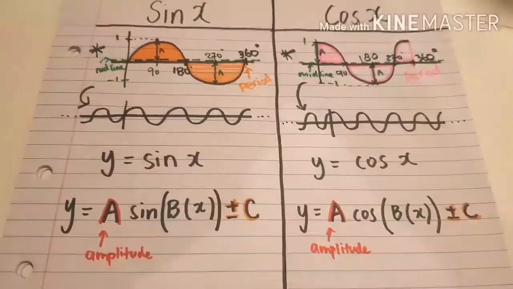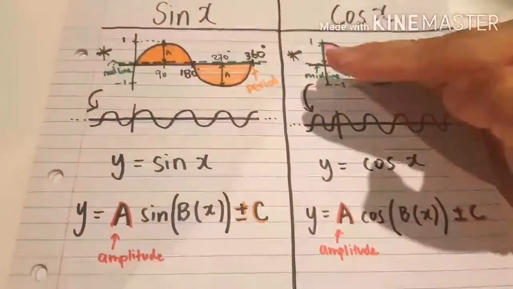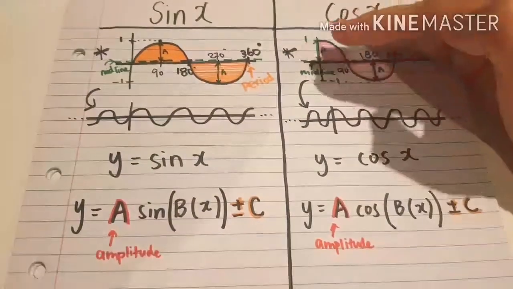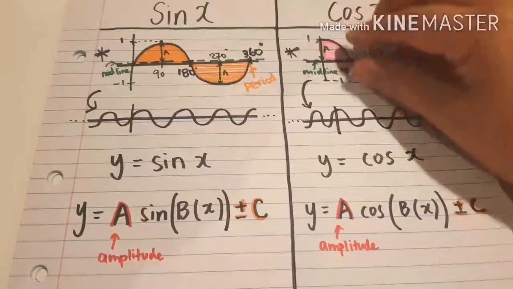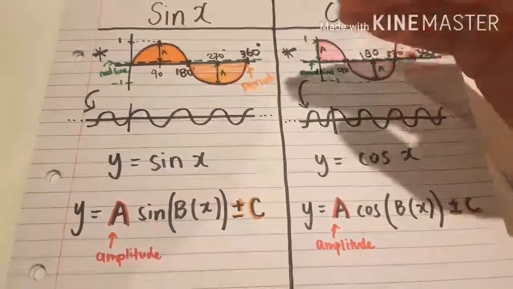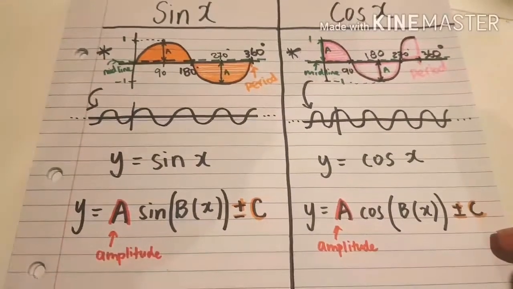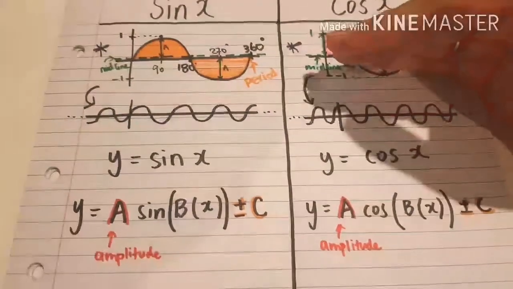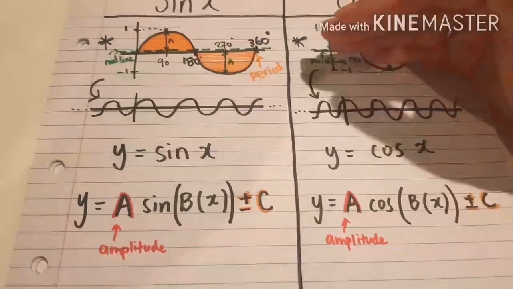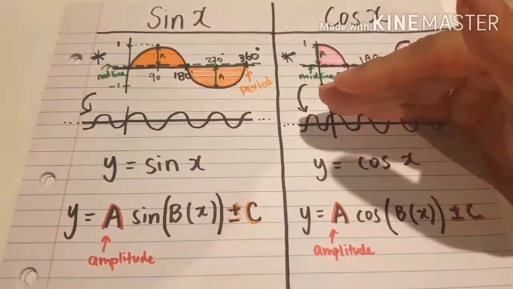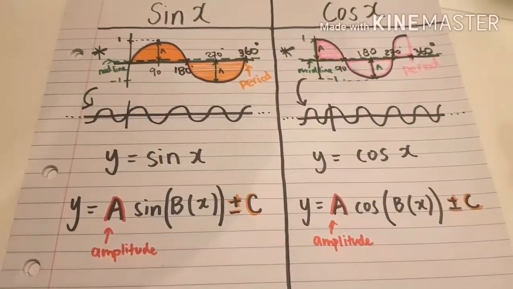Later you'll see the midline translate up or down. So this whole graph will go up by a certain number, down by a certain number. So wherever the midline is, that's the C value. If the midline is at 3, then the C would be +3. If the midline is down at -10, then it should be -10 over here.